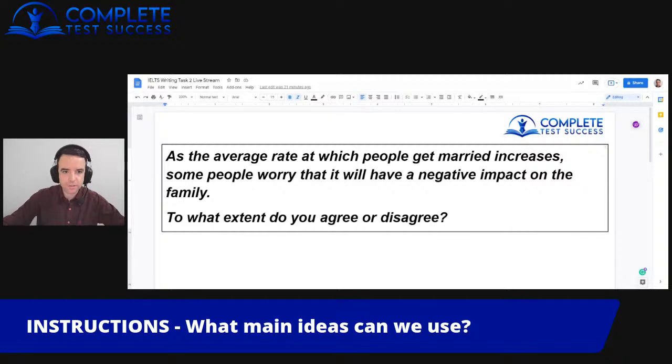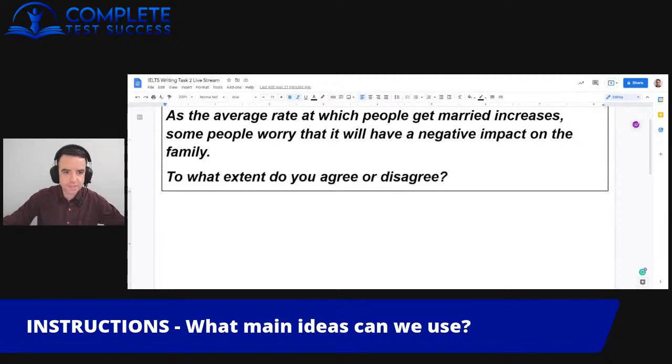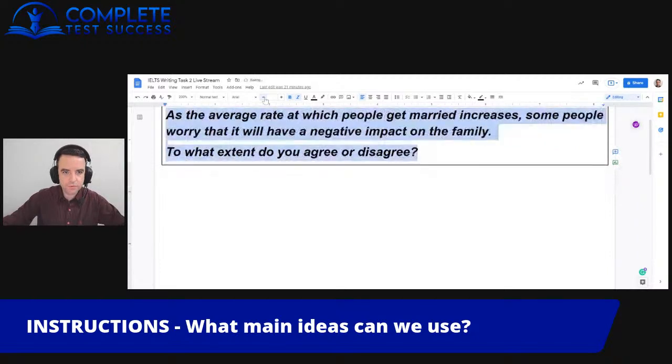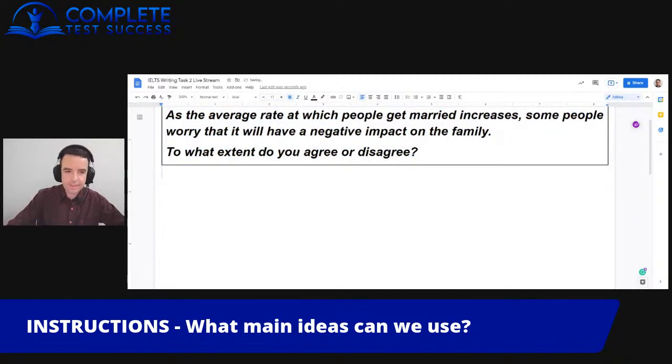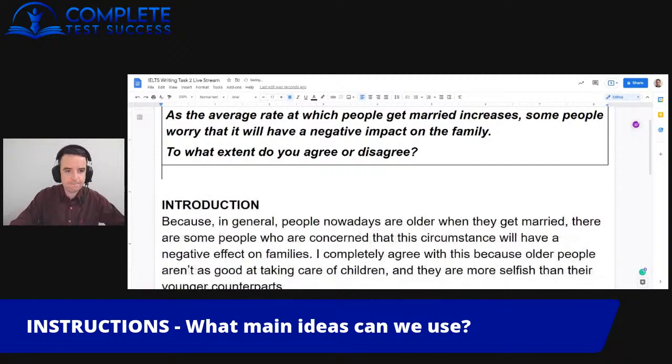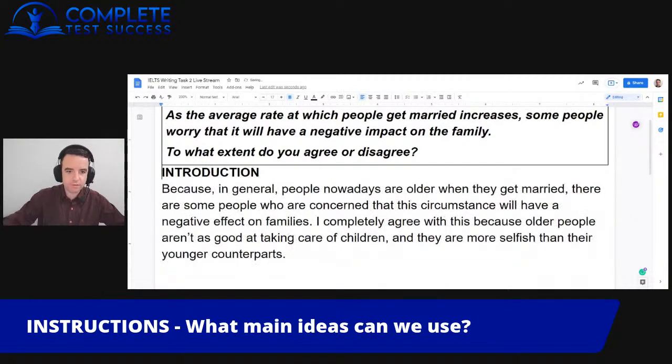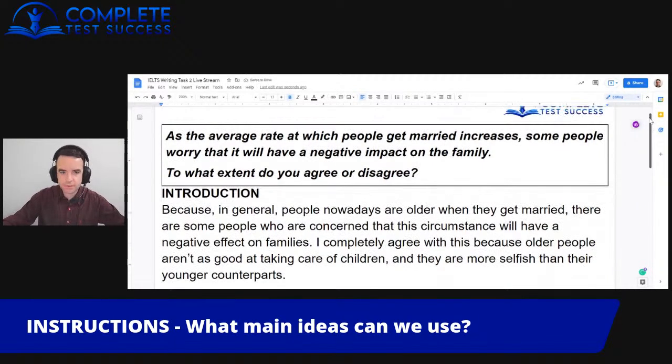I'd like us all to focus on the same ideas. As always, I have a sample answer for you, and I'll share that at the end of the lesson. But this is the introduction that I wrote for this question.